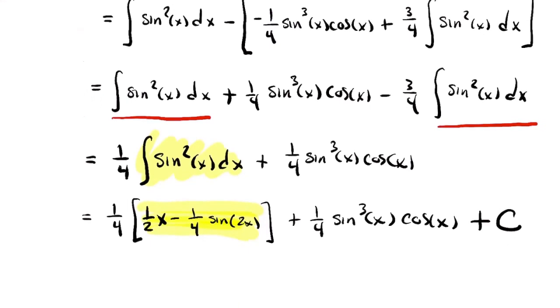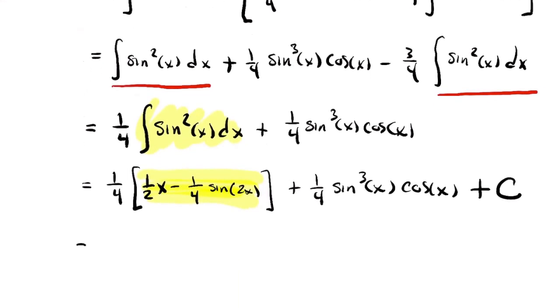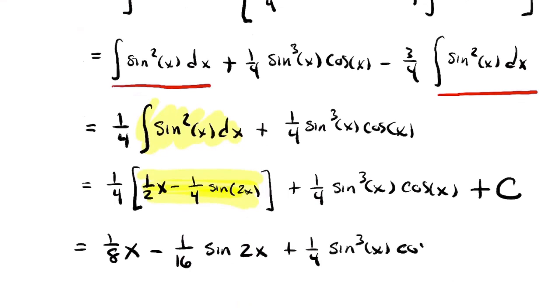I've added my constant. I'm just going to clean up here, distributing my quarter. So what have I got? 1/8 x minus 1/16 sine 2x plus 1/4 sine cubed x cosine x plus C. All right. So that illustrates the case where both the exponents are even. What do you do? You rewrite everything in terms of powers of sine, and you use the reduction formula.